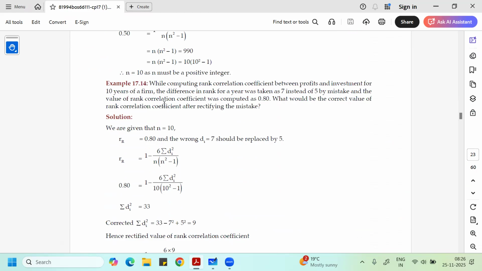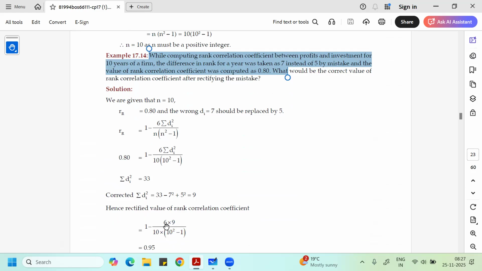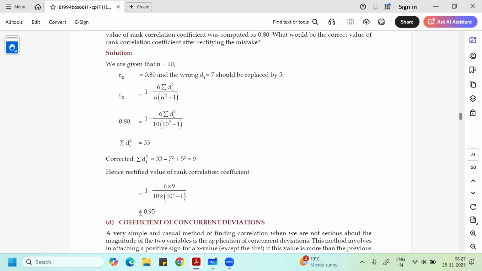Similarly, if you have understood the previous two questions, you can easily solve this question. Again, there is an incorrect value. You got an incorrect value by mistake, then you have to correct it. For correcting it, again you have to insert it in the formula. You have to find the incorrect sum of d square, which you are getting here as 33. Then you correct it by removing the incorrect entry, the difference was 7, so minus 7 square, and by adding the correct difference square, that is 5. So if you do it, you will get the corrected sum of d square. When you put that into the equation, you will get the correct r value, which is 0.95.